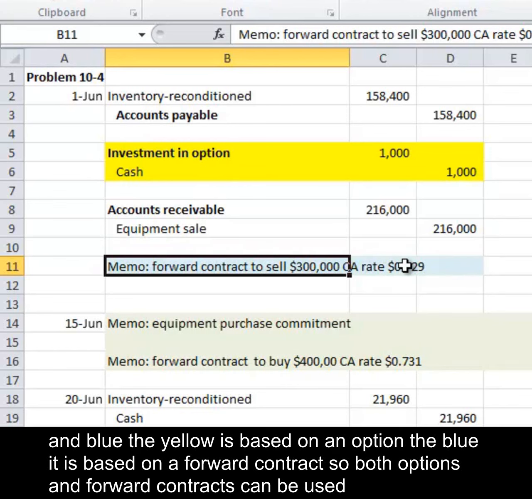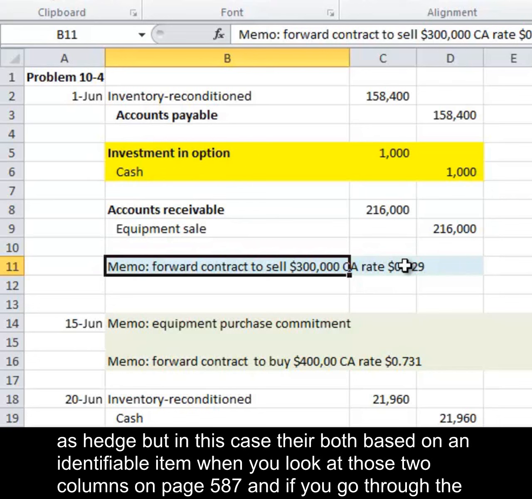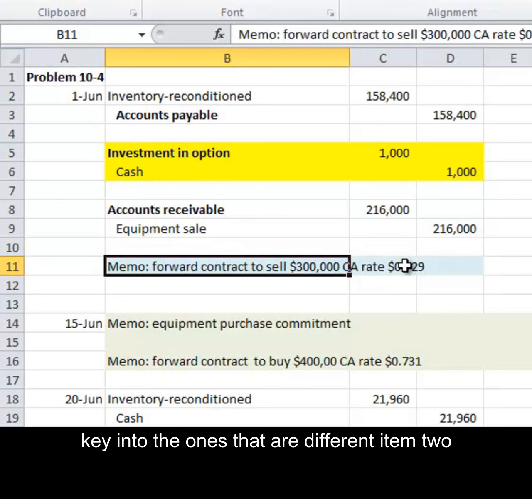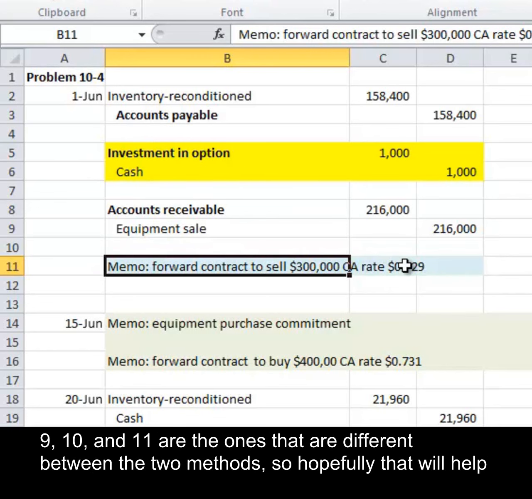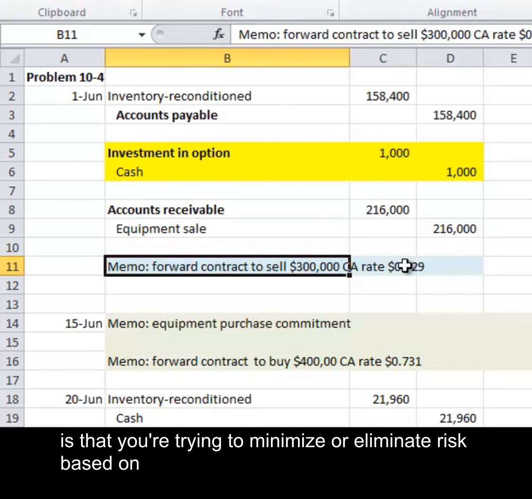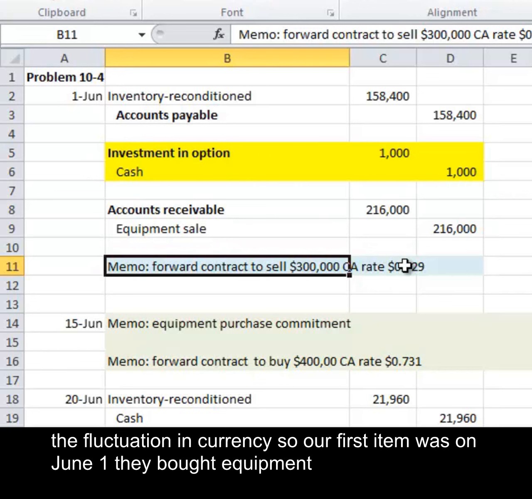So both options and forward contracts can be used as hedge, but in this case they're both based on an identifiable item. When you look at those 2 columns on page 587, and if you go through there and on the next page, you'll notice that they're very similar. Key into the ones that are different. Items 2, 9, 10, and 11 are the ones that are different between the 2 methods. So hopefully that will help you keep track of this. And keep in mind too the big picture, that the idea here is that you're trying to minimize or eliminate risk based on the fluctuation in currency.